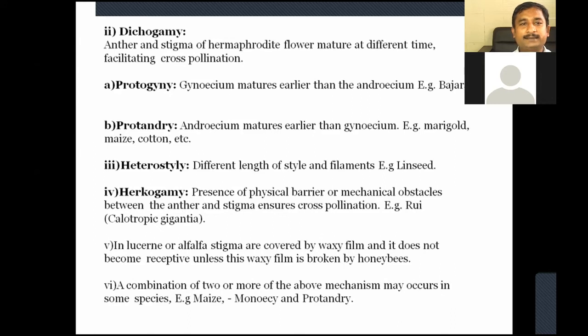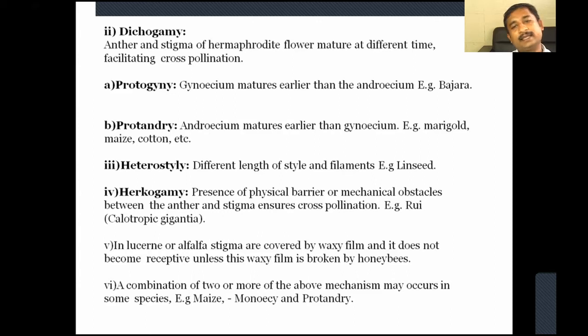And there is dichogamy, meaning the anthers and stigma of hermaphrodite flowers mature at different times, which helps cross-pollination. There is a term protogyny, meaning the gynoecium matures earlier than the androecium, so the female parts mature first and then the male. In protandry, the androecium matures first and then the gynoecium. These are the technical terms. For example, in marigold, the male part matures first and then the female part. The same is true of cotton.